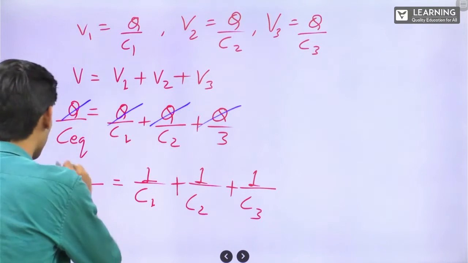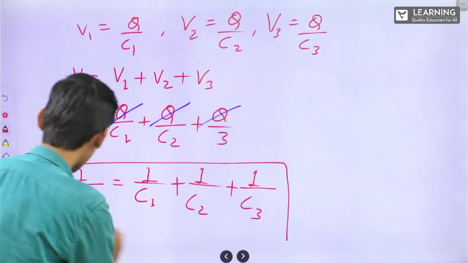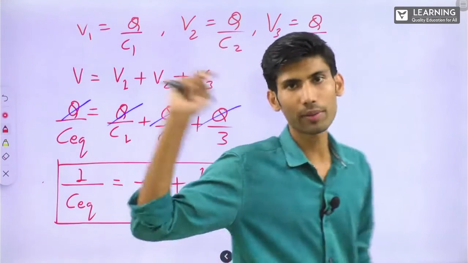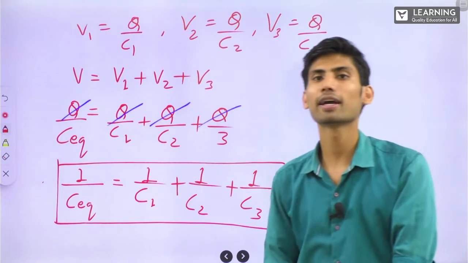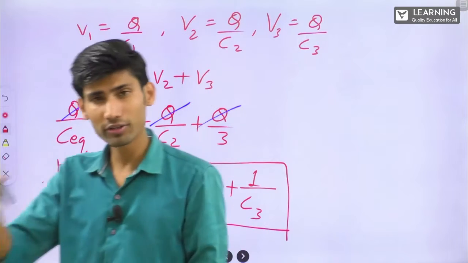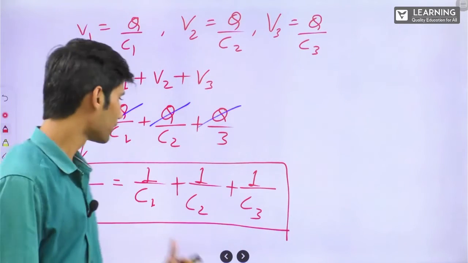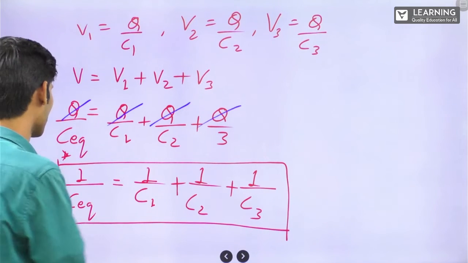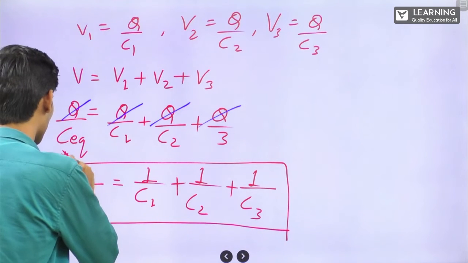We got C equivalent as 1 upon C1. Now this can be till Cn also. If n number of capacitances are connected in series, it can be 1 upon C1 plus 1 upon C2 plus 1 upon C3 plus 1 upon C4 plus 1 upon C5 till 1 upon Cn. Correct? Got it? Note it down. This is the C equivalent.